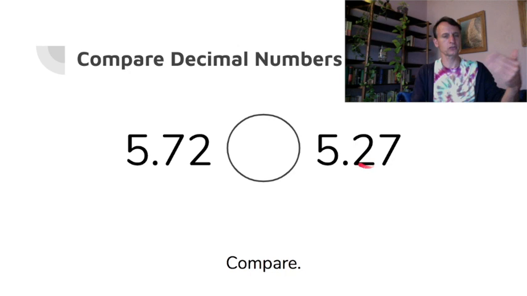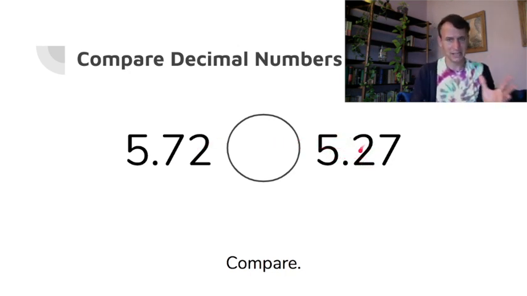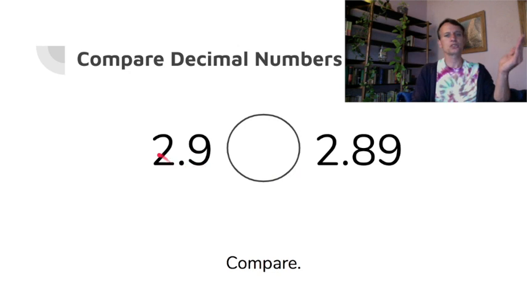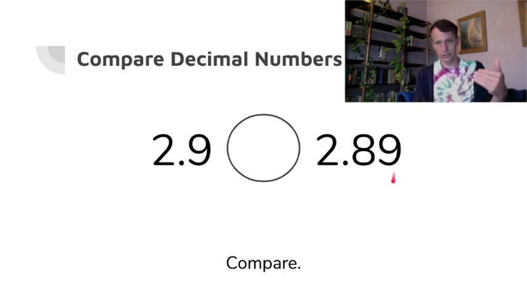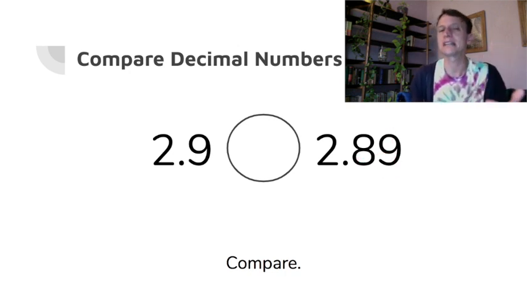Very good. Yeah, these ones are pretty straightforward. They have the same whole number. They give you the same digits, thinking maybe that'll confuse you, but no, you're not confused. 72 is more than 27, greater than. Excellent. 2 and 9/10 compared to 2 and 89/100. And what would be the mistake to make here?